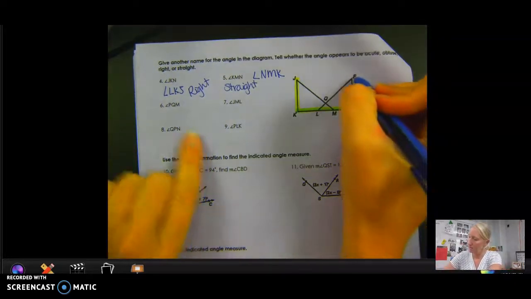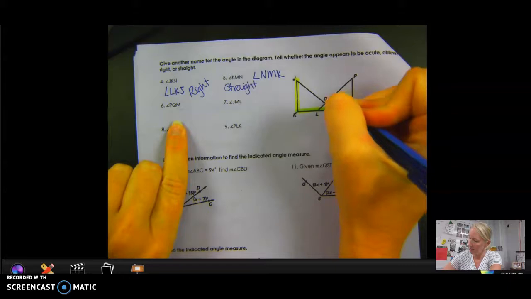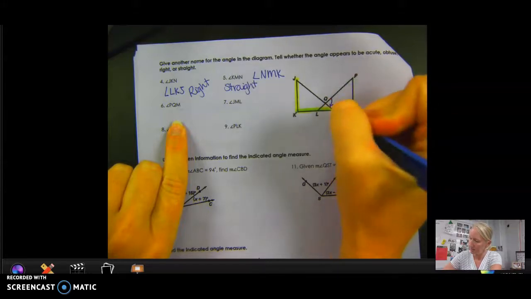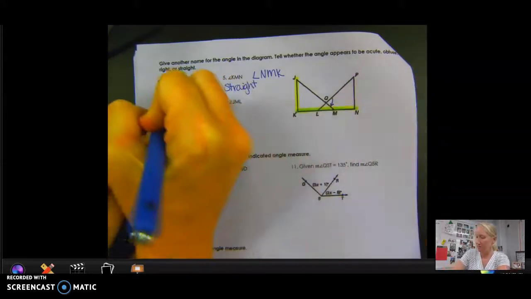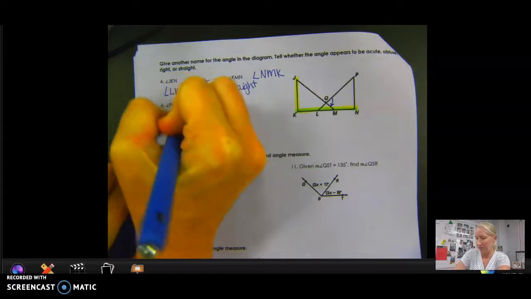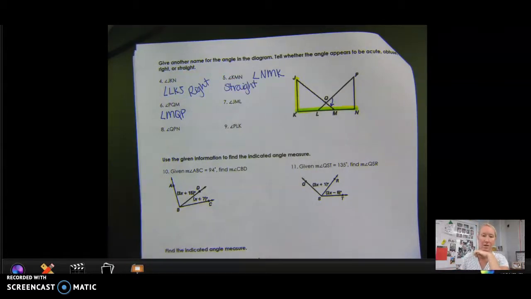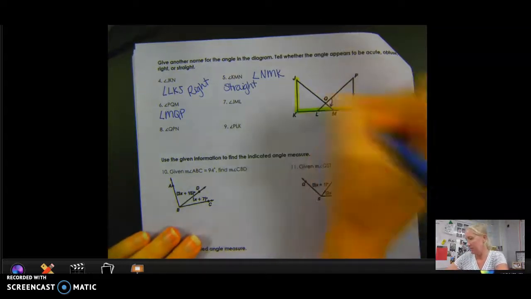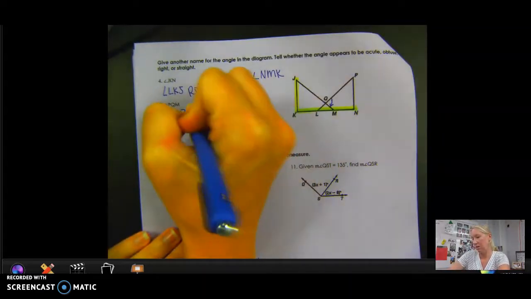Next one is P to Q to M, so it would be this guy right here. I'm going to reverse that and do M to Q to P. You cannot call that angle Q, because there are too many angles at Q. That one appears to be either right or acute. I'm going to put acute.